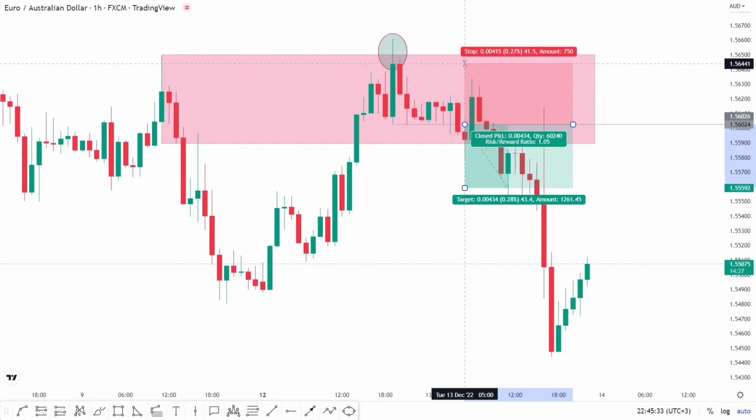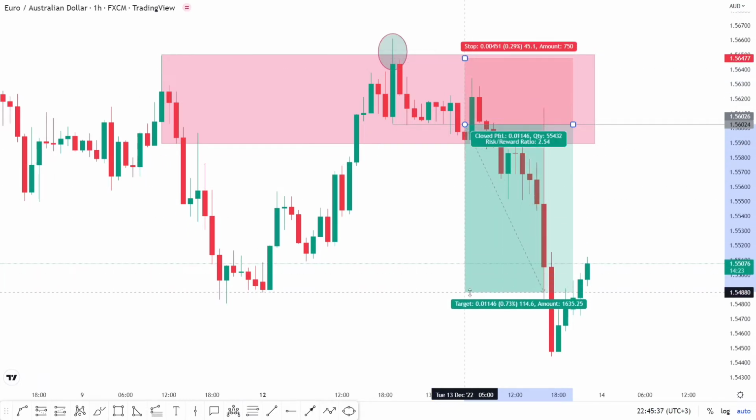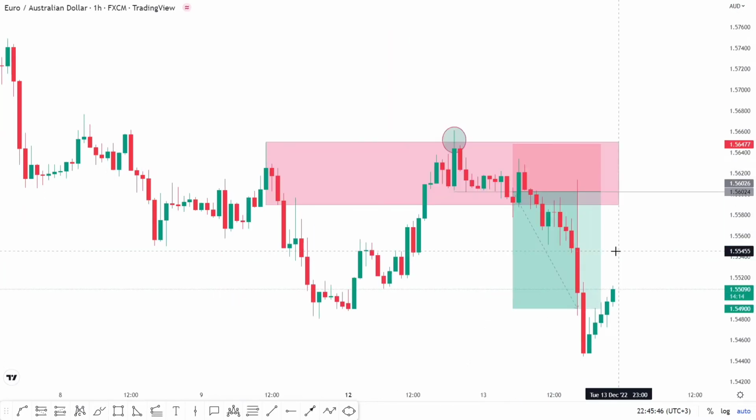My stop loss was 45 pips for this trade. My risk reward was 1 to 2.5. That was roughly 112 pips. So you've seen the process of getting the trade.